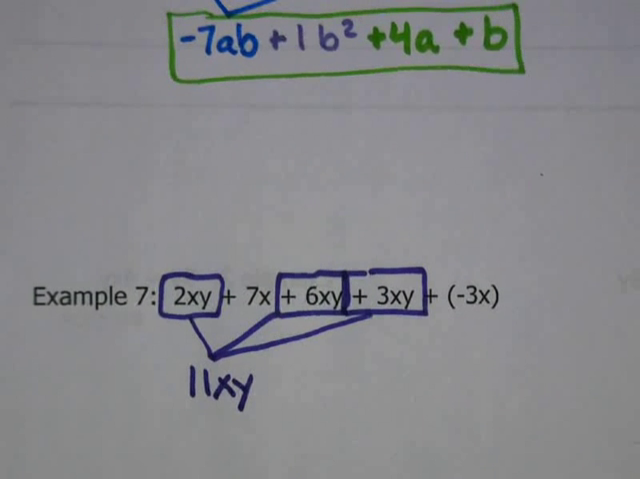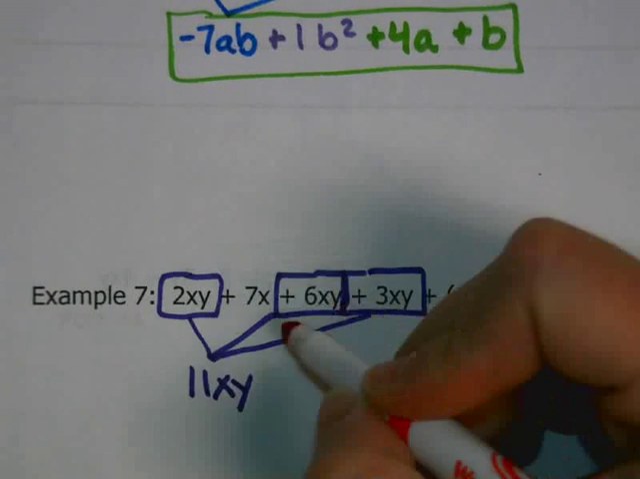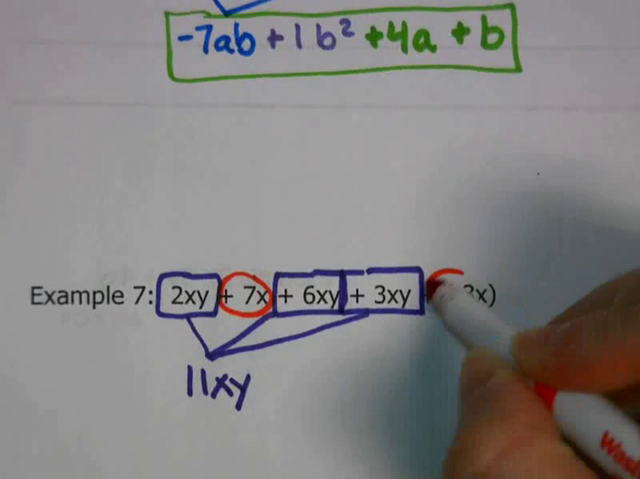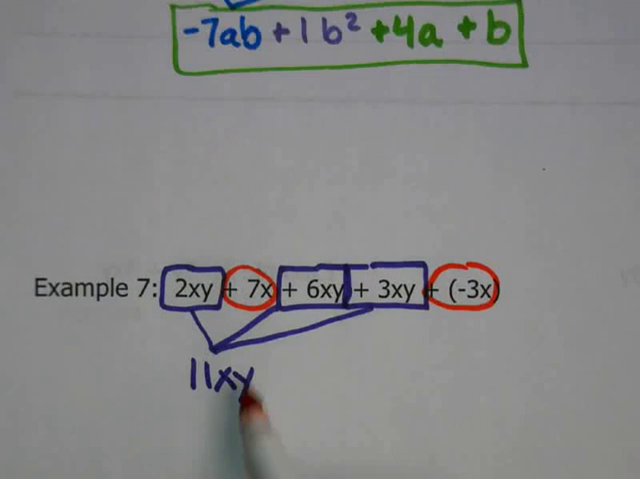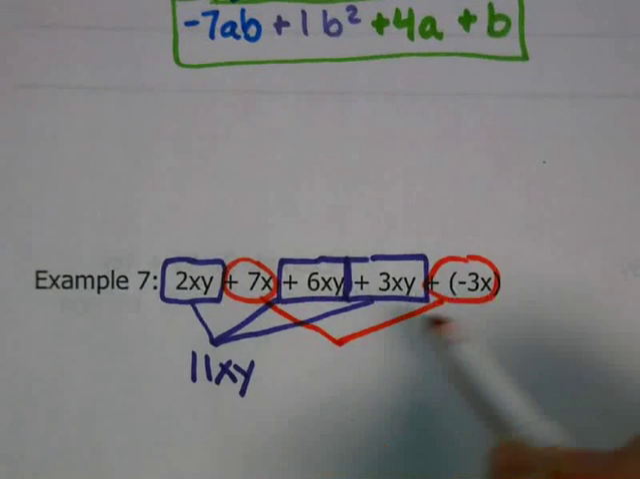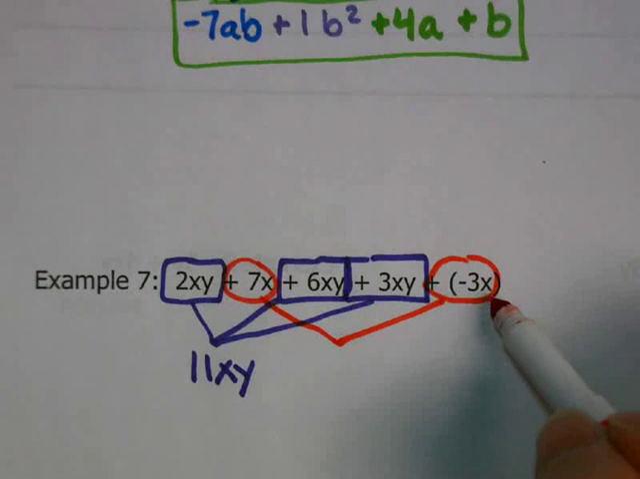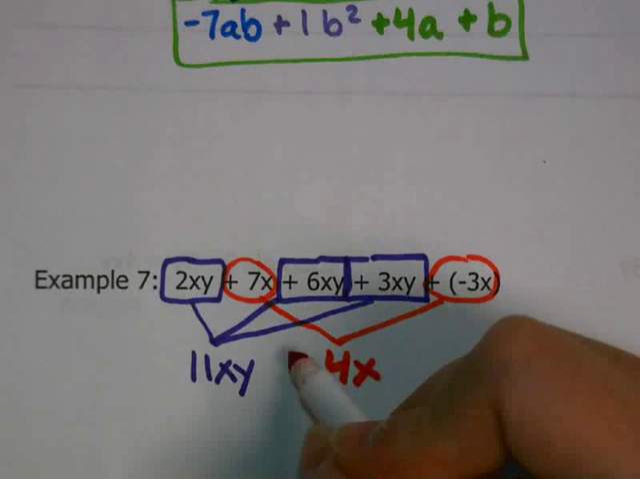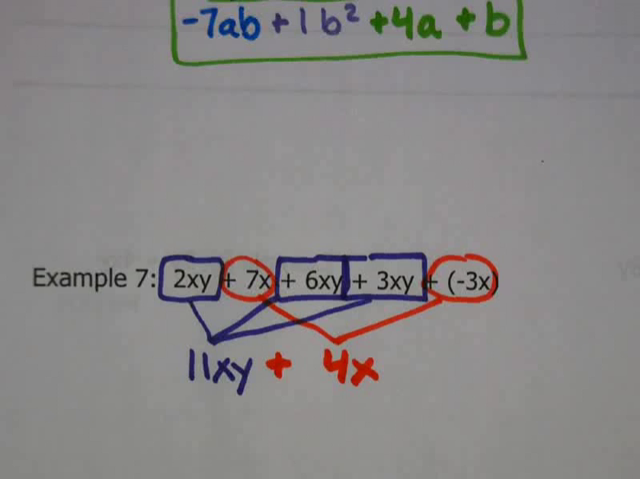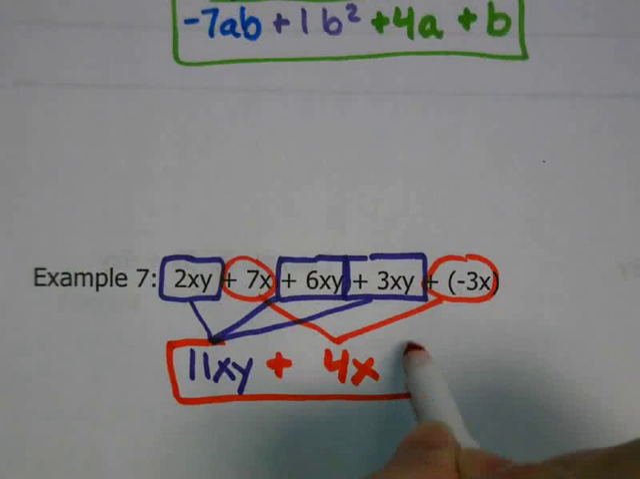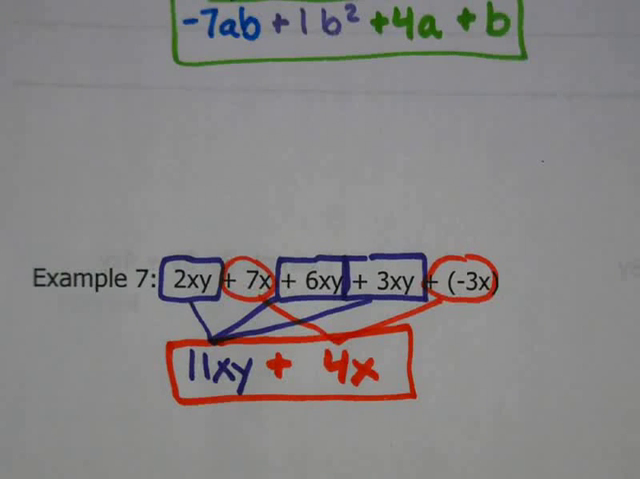Okay, and those are different from the x's. This x and this x are the same, so can we combine those? Maybe I'll circle those guys so it distinguishes them from the xy's. 7x plus negative 3x. That gives me 4 x's. And they're still adding everything together, so I put my plus in between. And can I put xy's and x's together? Nope, not the exact same variable. Not like terms, so we're done.